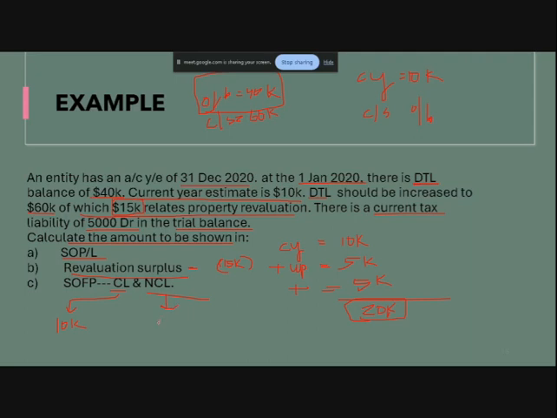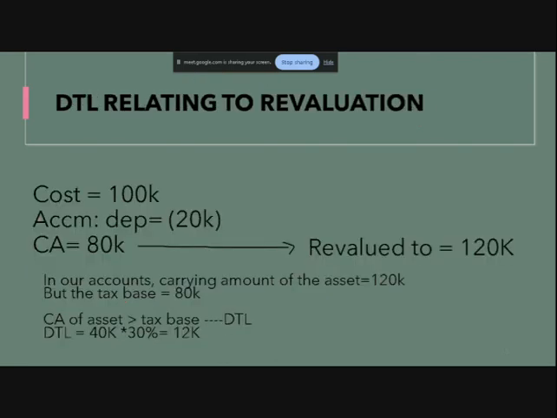Yes, 60K. We won't remove any effects of revaluation. We'll completely take the whole amount of closing balance. Understood? Okay.